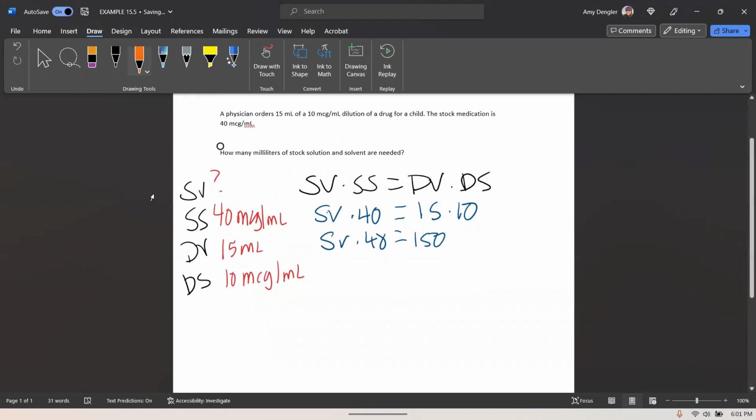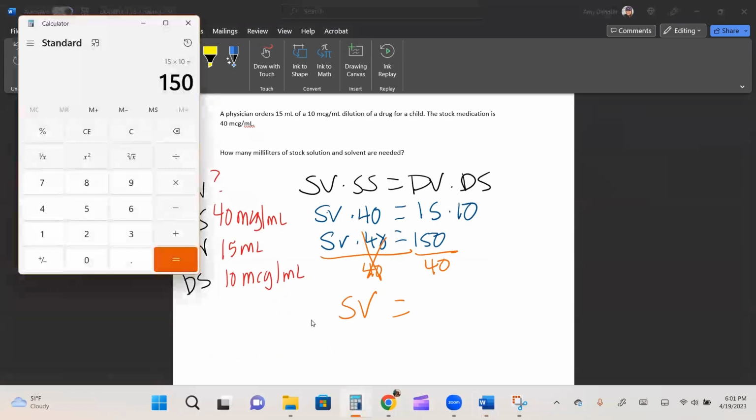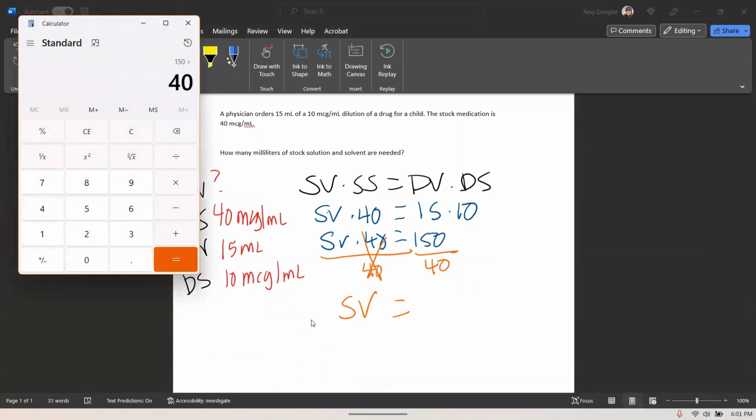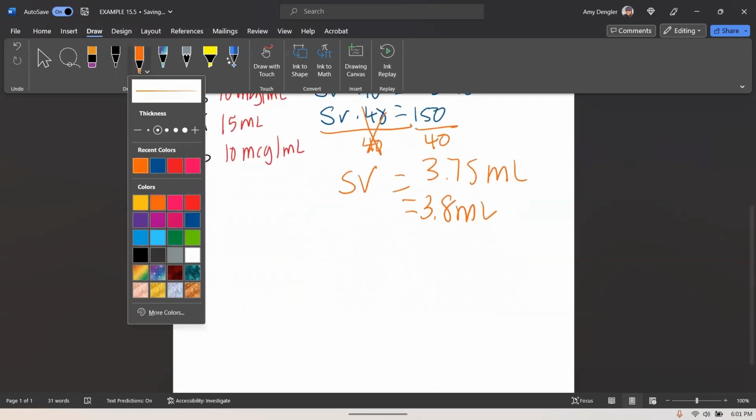All right. I want to get SV alone, so I need to get rid of this 40. So on this side, I have SV and I need to do 150 divided by 40, which is going to be 3.75 ml, which it looks like the book has rounded up to 3.8 ml. So just depending on the problem and what it tells you.